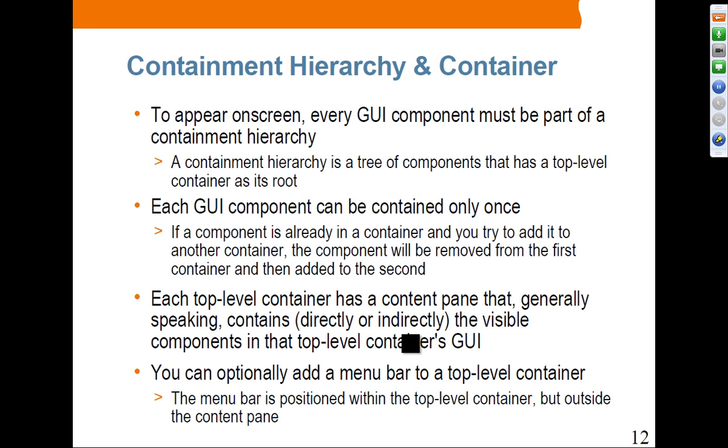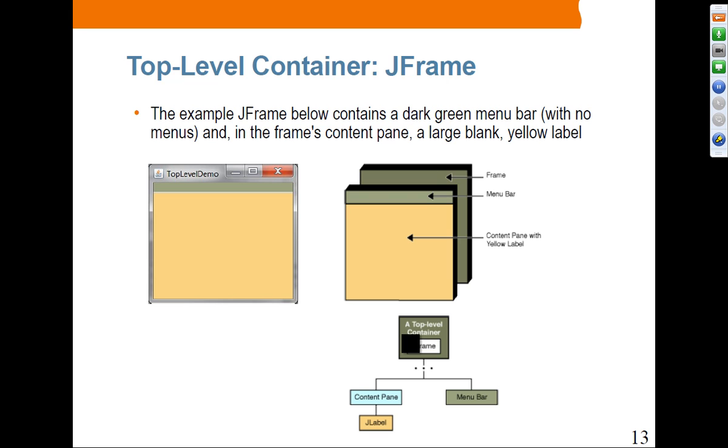Now, to the top-level container you can optionally add a menu bar. This menu bar will be positioned within the top-level container but outside of the content pane. If you take a look at the picture here, suppose I have a JFrame. What I captured on the left is a very simple top-level container containing the menu bar. We don't have any menu, but there is a menu bar, and then the content pane.